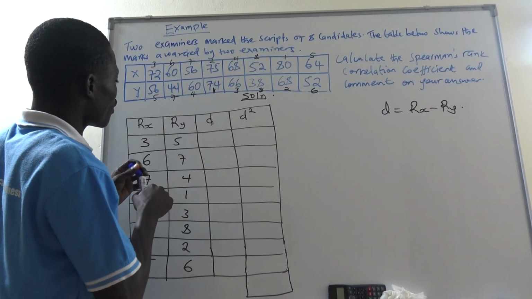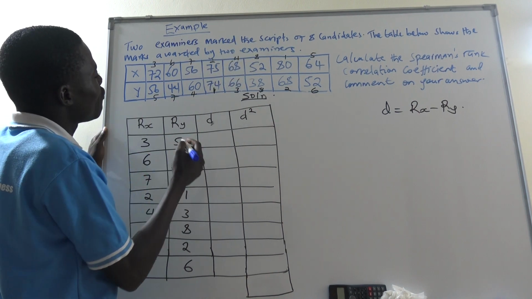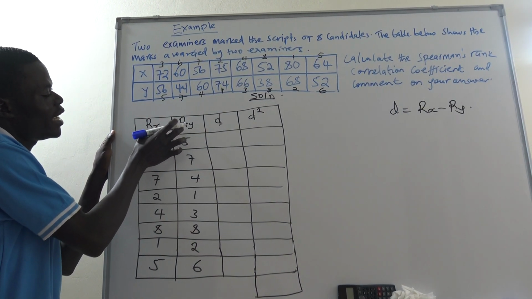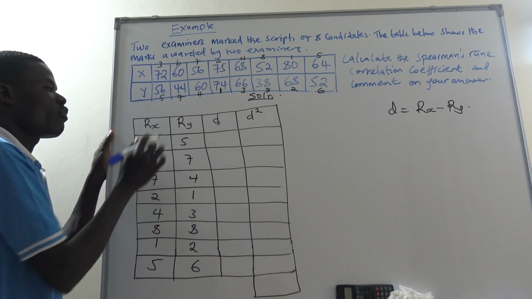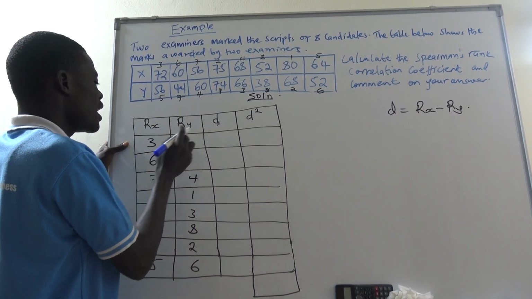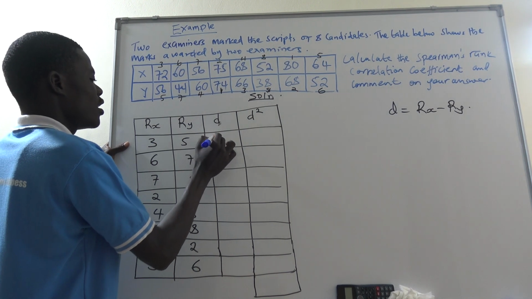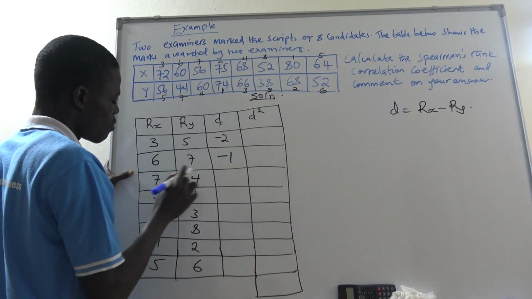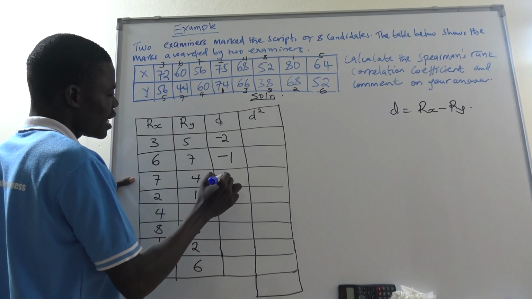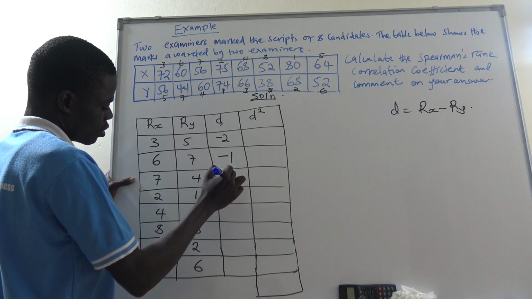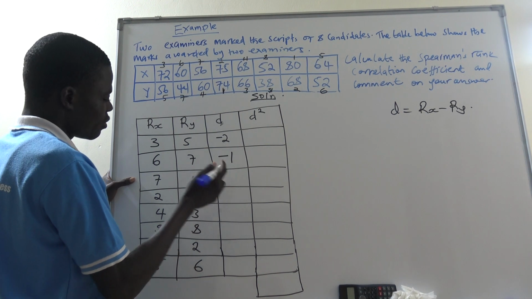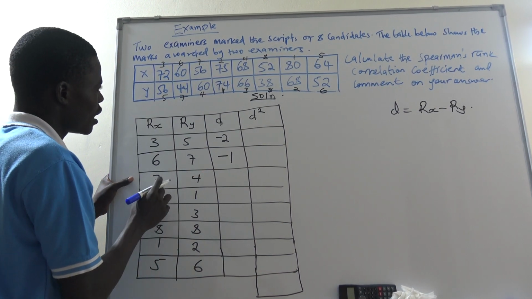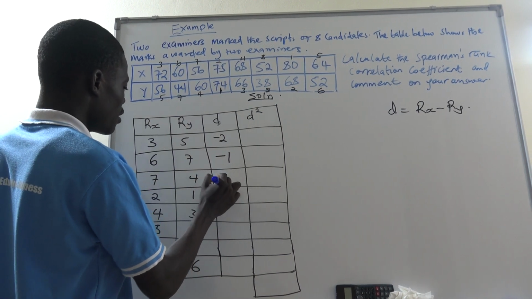Then we have our difference D. This is the difference between the ranking of x and the ranking of y. So we have 3 minus 5, we shall get negative 2. 6 minus 7, we shall get negative 1. 7 minus 4, we shall get 3.